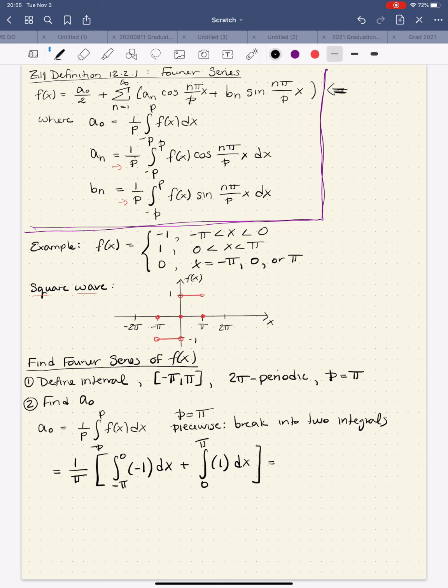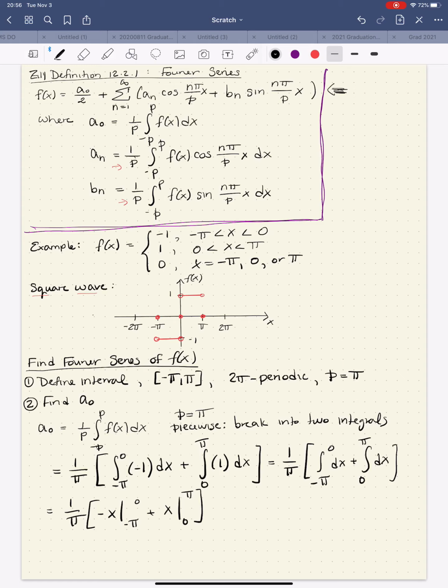Actually, what I did was simplify, so you can see what happens. I'm sure you're following: we have 1 over pi, negative the integral from negative pi to 0 of dx, plus the integral from 0 to pi of dx. Now we're just going to integrate. So the integral here, 1 over pi, what we have is negative x evaluated from negative pi to 0, plus x evaluated from 0 to pi.